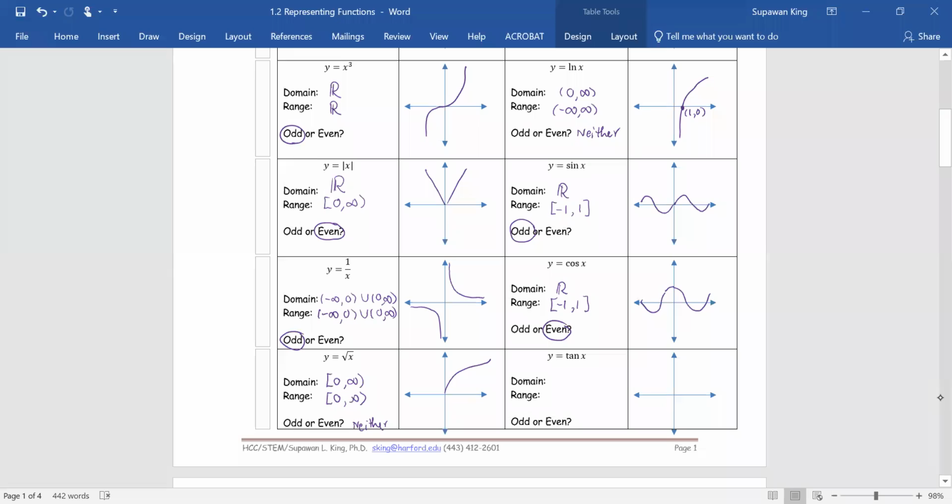The tangent is not defined at odd multiples of pi over 2. The domain would be the set of all real numbers, but the odd multiples of pi over 2. The range, the set of all real numbers. This one is representing an odd function.